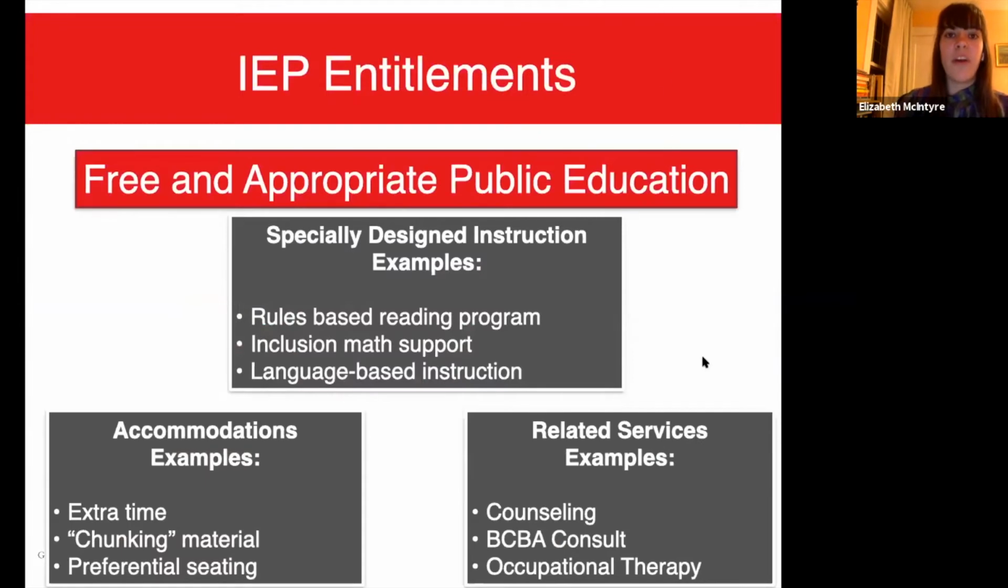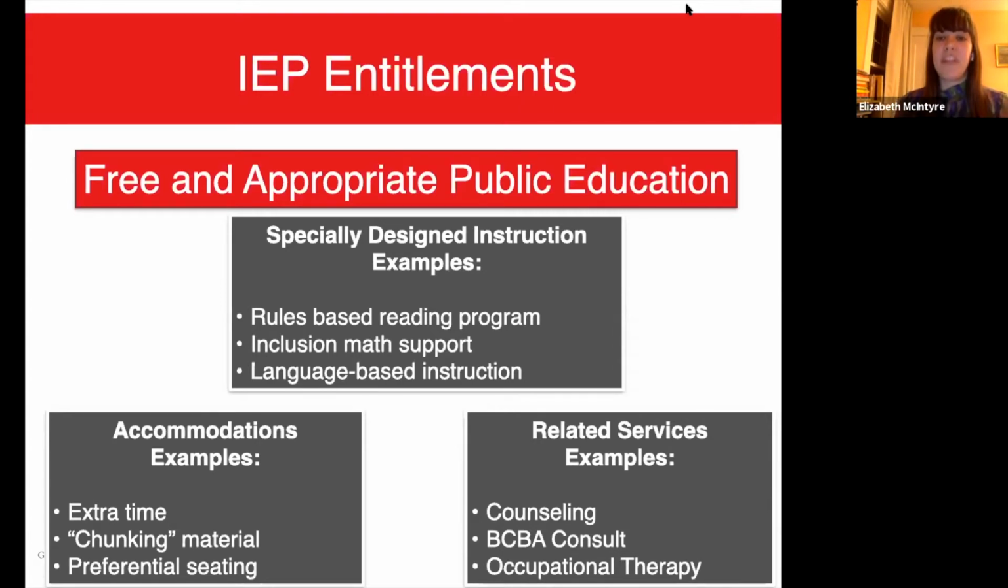So now we're going to talk about what an IEP entitles a student to. Entitled means this is a thing that a student has a right to under the law. The big banner headline is a free and appropriate public education. You might remember just 20 seconds ago, I said that the law entitles kids to a free and appropriate public education. A free and appropriate public education has a couple of parts.